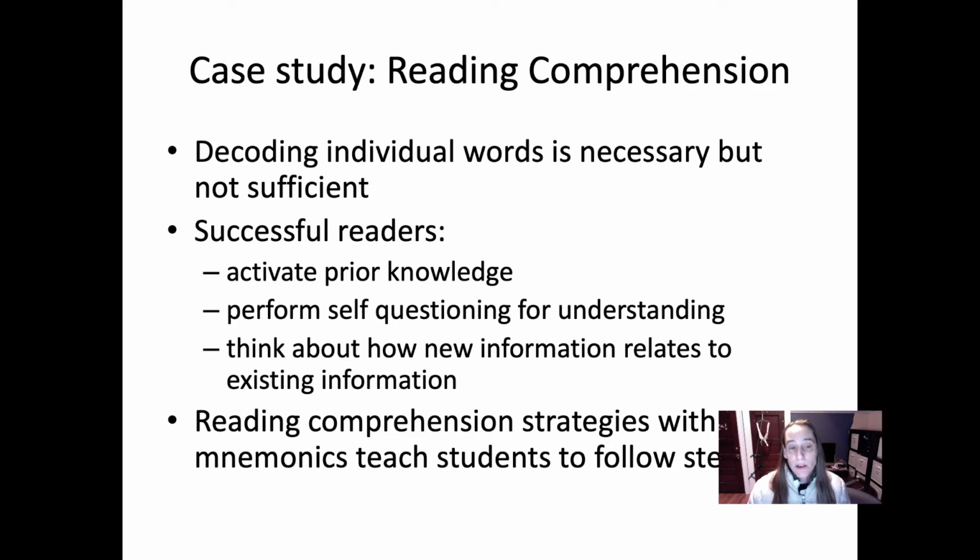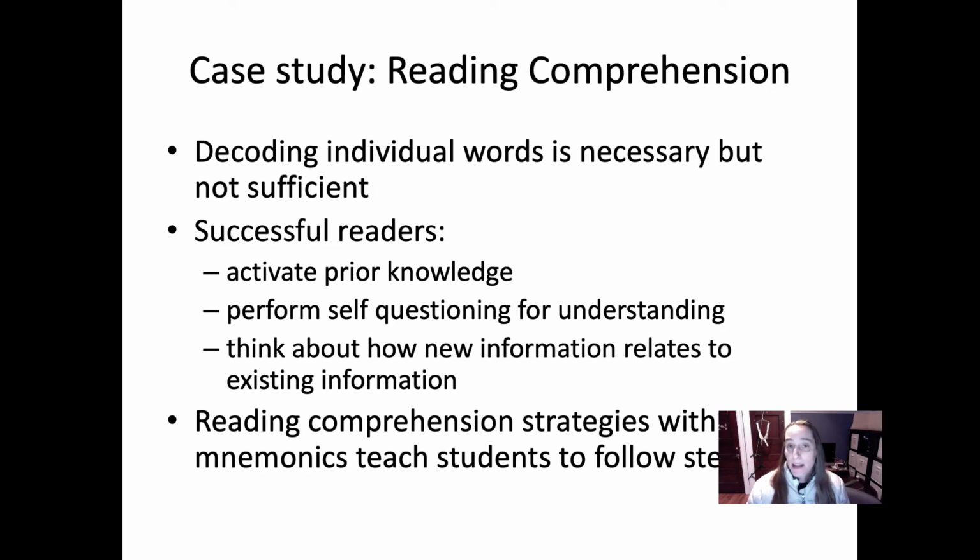And so successful readers, when they're reading, what's called activate prior knowledge. It's sort of that constructivism. They think about what they're reading, what other things they know that are related to what they're reading, and then how it relates to that previous knowledge. And so they also perform self-questioning for understanding and check to see what they do and don't understand. And they think a lot about these relationships between new and existing information. So other students don't do that. They might decode the words, but they don't really think deeply about what they're reading.